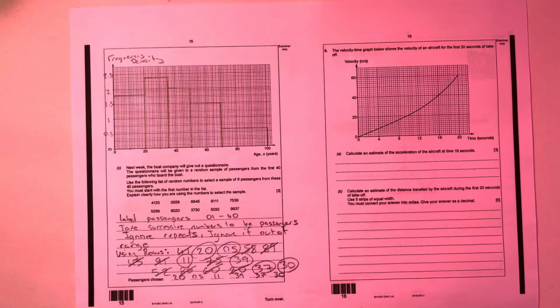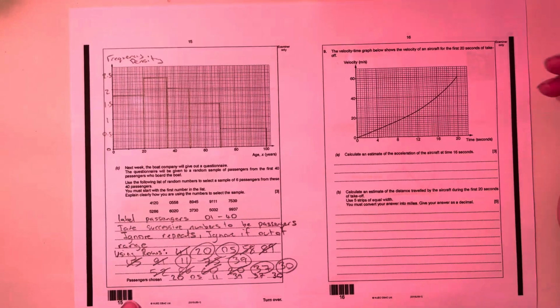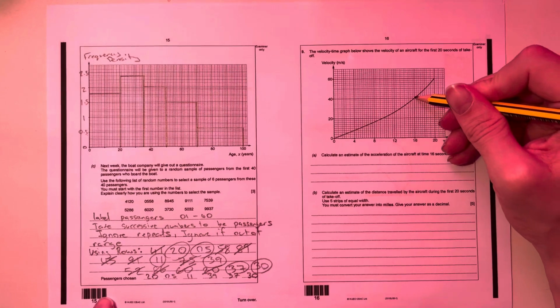So the velocity time graph below shows the velocity of an aircraft for the first 20 seconds of takeoff. Calculate an estimate of the acceleration of the aircraft at the time 16 seconds. So on a velocity time graph, the acceleration is given by the gradient. This gradient here is non-uniform. You can see that because it's not a straight line, it's curved. So we need to approximate the gradient at this point here.